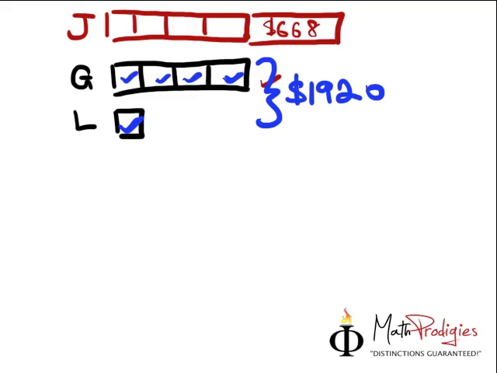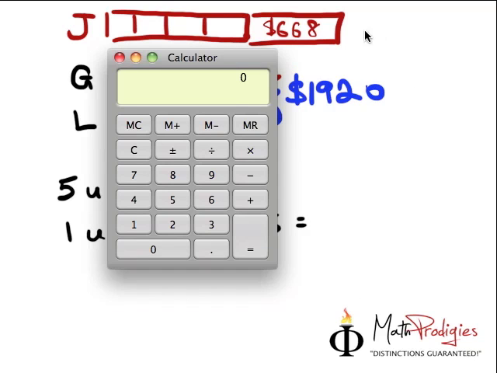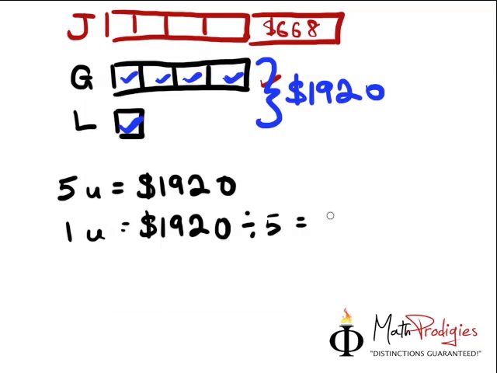If we know 5 boxes, we can find out what 1 box equals. This box is actually a unit. So what we can write down here is 5 units equals $1,920, which means 1 unit equals what? $1,920 divided by 5. Good job. So let's take our handy dandy calculator and do this. 1920 divided by 5. You have to do it by long division, alright? Okay, and we will get $384. So 1 unit equals $384.